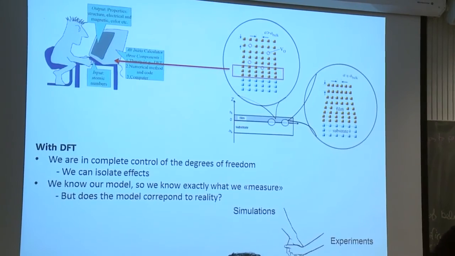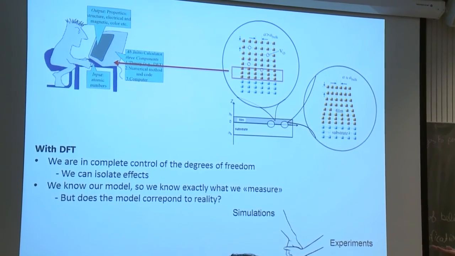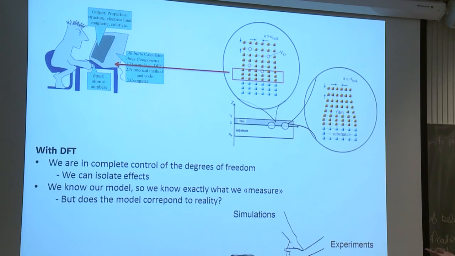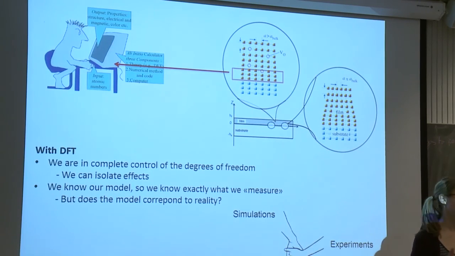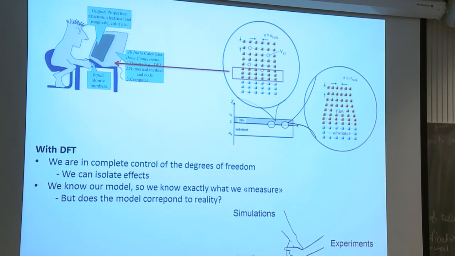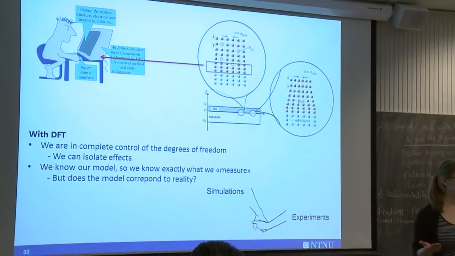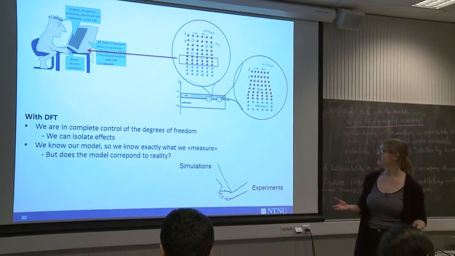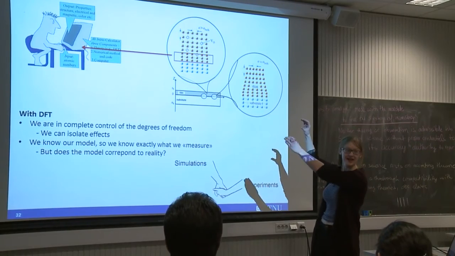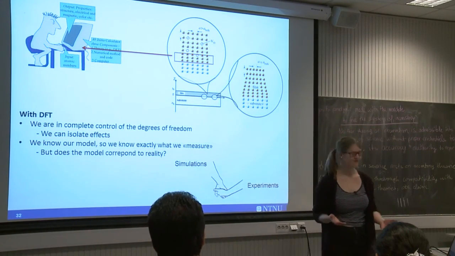So this is me again. I also want to look at this thin film, but I want to isolate effects, and I can do that in my computer. I don't need a substrate, for example. I want to look at the thin film, but I only want to look at the effect of strain. So I can just make a model, and I can impose that strain without having the substrate.